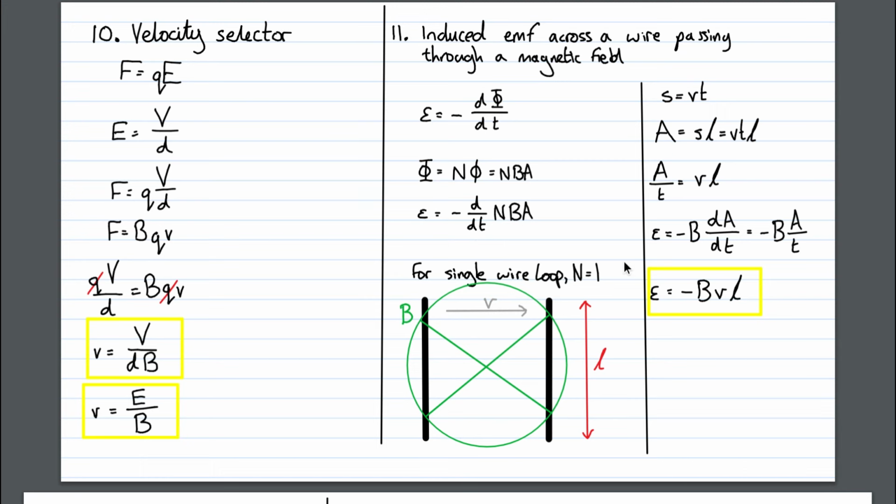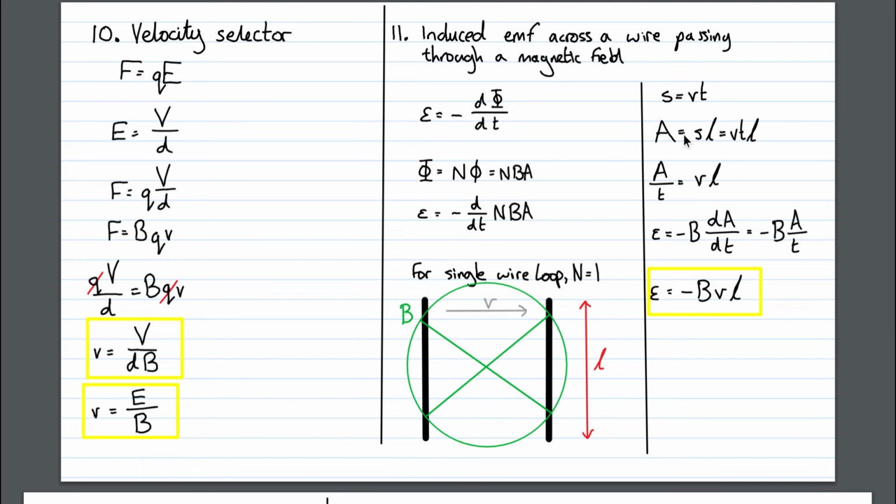And so our EMF is minus the first temporal derivative of NBA. Now for our simple case, N is 1. If we've got a simple wire passing through this magnetic field, that's what this diagram is indicating. Here's the wire at some time, and some time t later, the wire is over here, and this is a uniform magnetic field, and the wire's moving at a velocity v perpendicular to the length of the wire. So we're going to say N equals 1.